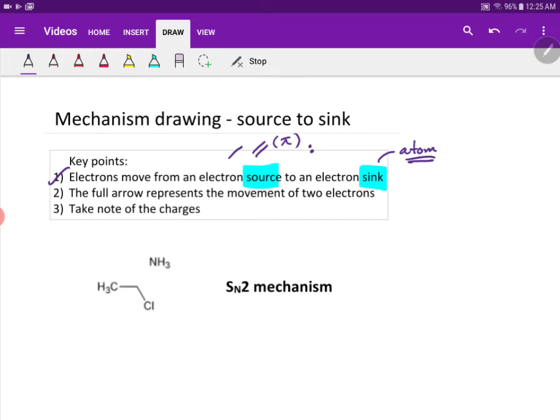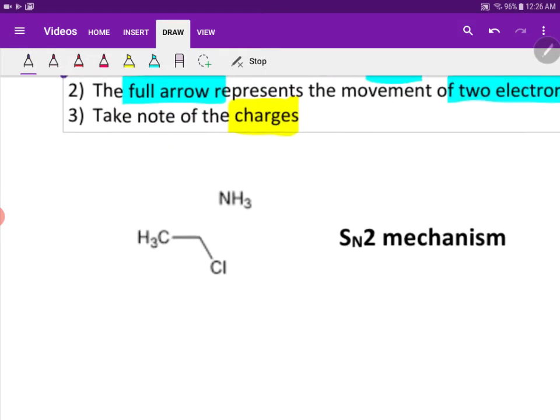The second key point is that the full arrow represents the movement of two electrons. If you only have a half arrow, it just means one electron has moved. A full arrow represents the movement of two electrons. And lastly, it is important for you to take note of the charges. So let's take all three of these points and put them into our example here.